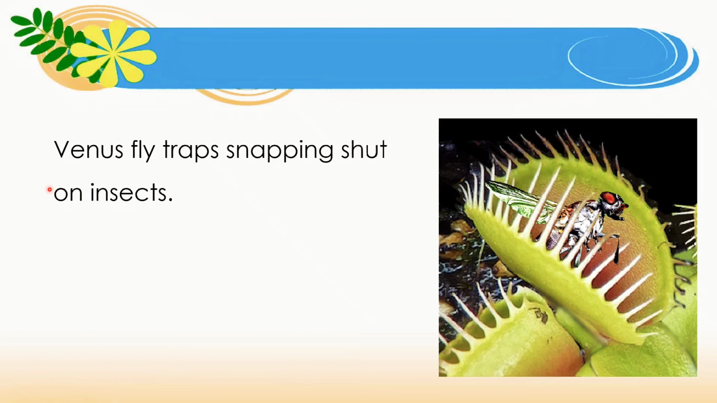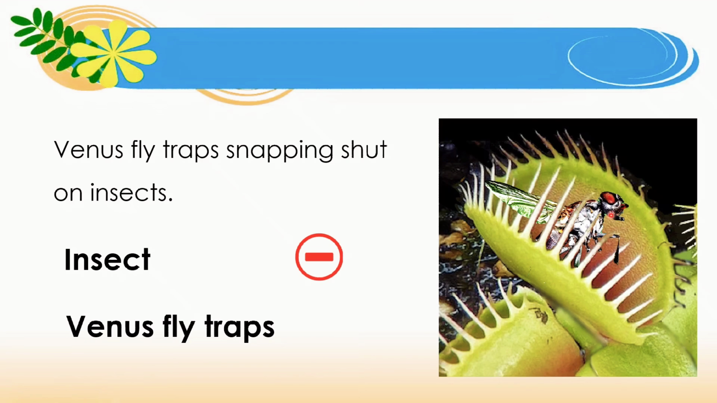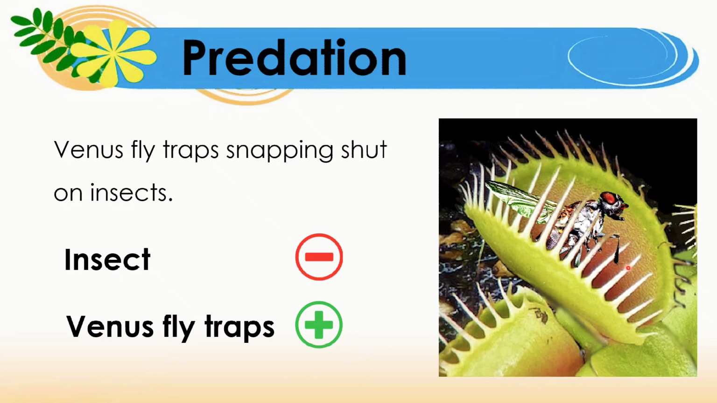How about this one? We have the Venus flytrap snapping shut on insects. So this is a Venus flytrap. So we have the insect. So the insect will become a negative, a prey, and the Venus flytrap will be the predator. Why? Because this Venus flytrap will trap this insect, and this insect will die. So they have a relationship of predation, and these rotting insects can be a fertilizer for this Venus flytrap.